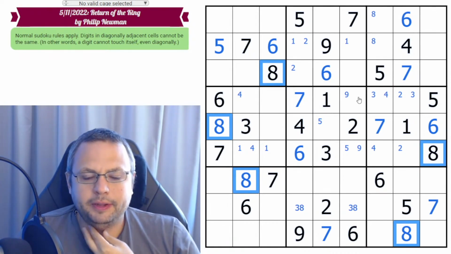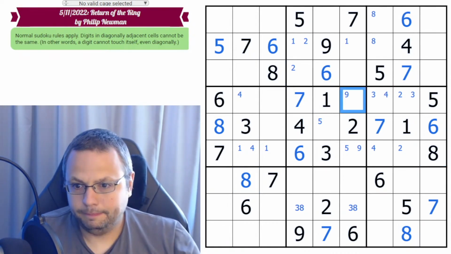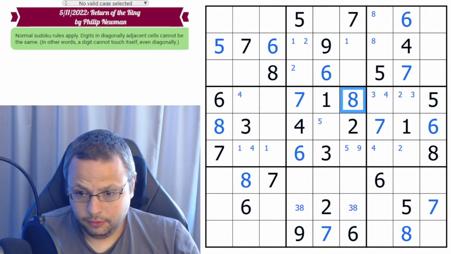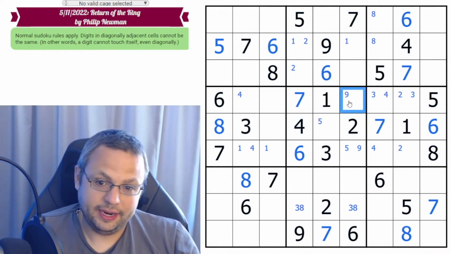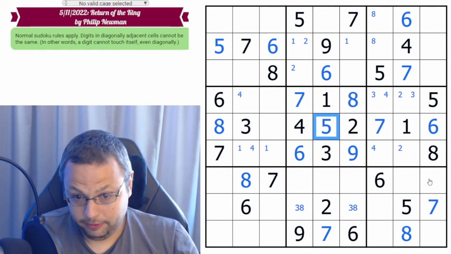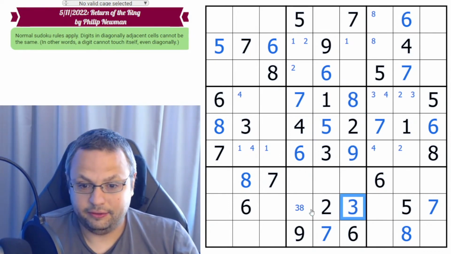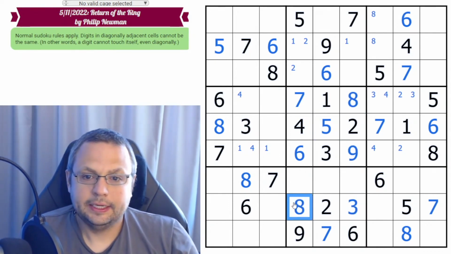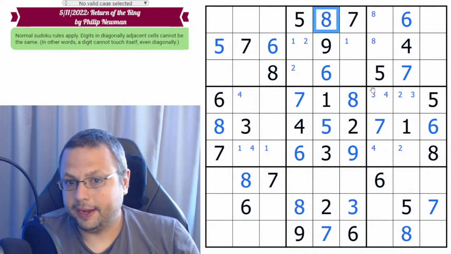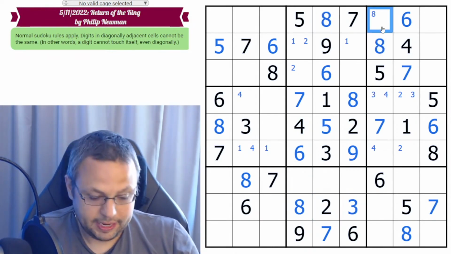Oh, 8 is just placed here, which when I place the 8, I'm dislodging a 9 pencil mark, which is going to put a 9 there, which is going to put a 5 there. That 8 is going to give me a 3 and an 8. Those 8s are going to look up the column and give me an 8 there, which is going to give me an 8 there.